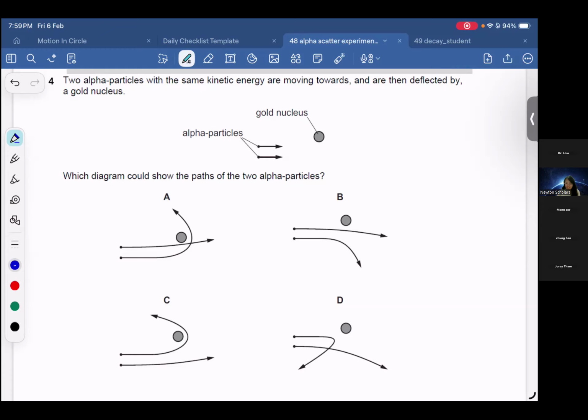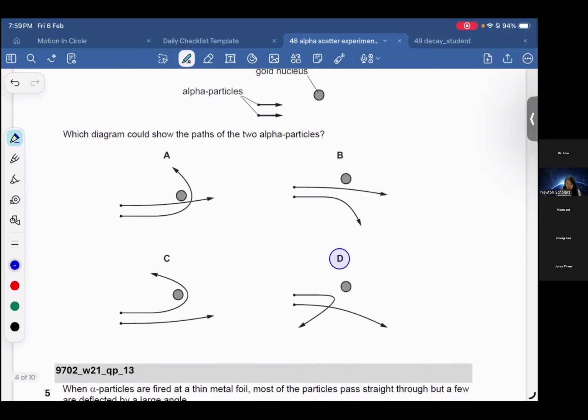Okay, dear, correct answer should be D. Why? Can you see that? How it deflected like this? If they hit, it will be bounced back like this, or it hit, bounce back like this. It won't go here and then get attracted. Is this one attracted? No, okay. Prasan correct.